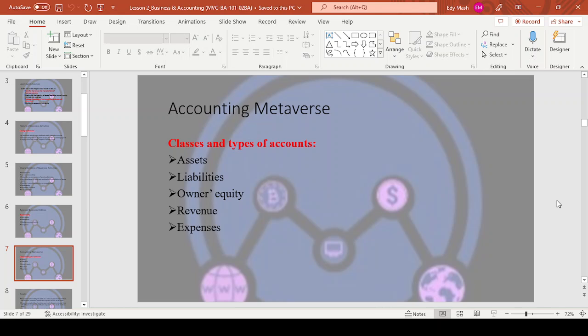Remember I told you about the statement of financial position. That one now has the assets, liabilities, and owner's equity. And then there's the statement of comprehensive income. That one is the revenue and expenses, and that's where we know if we have a profit or a loss. So these are the 5 types and classes of accounts in accounting. Those 5, that's the accounting metaverse.